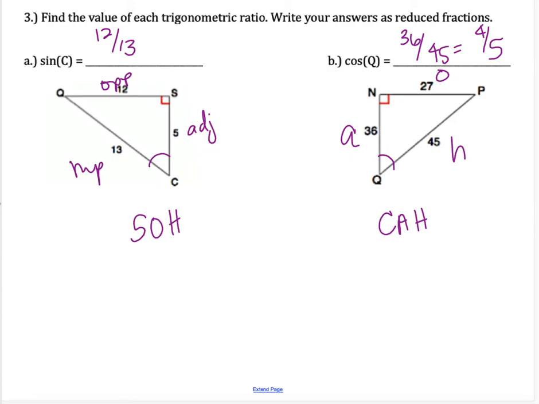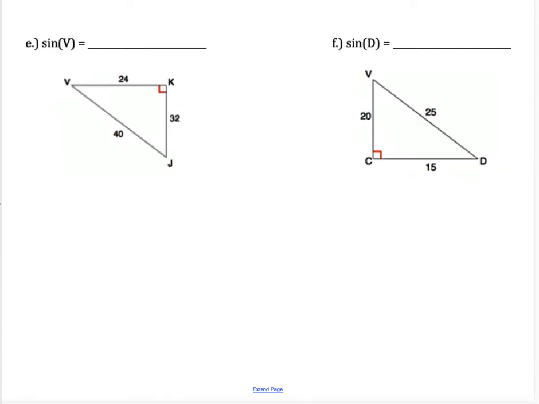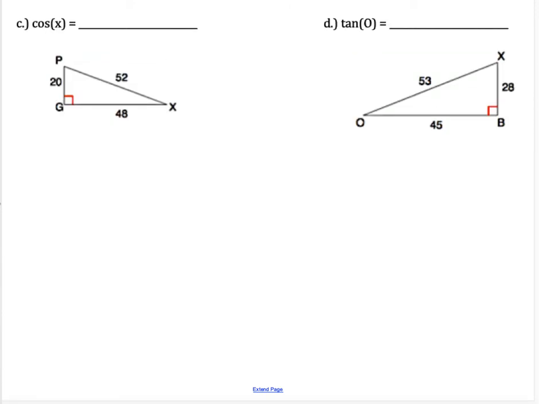Okay. So what do we have? 4 examples left. Why don't you guys go ahead and try C, D, E, and F. Go ahead and do C, D, E, and F, and then we'll discuss.